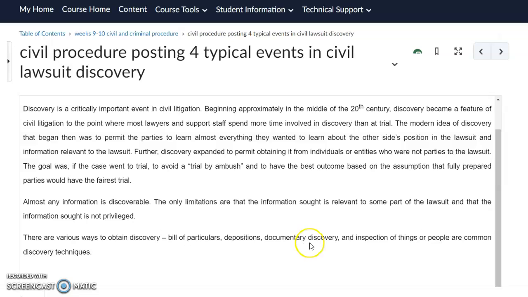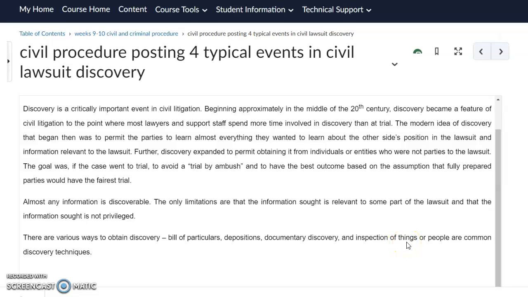And then I have inspection of things or people. Let's talk about things first. In that printing press case, if the printing press is now in the plaintiff's hand and the plaintiff says it's flawed in some way, certainly the defendant is going to want to have its people, its experts, take a look at the printing press. So we have an inspection of things.